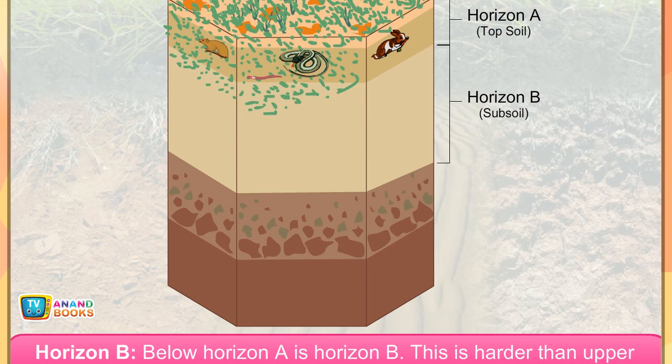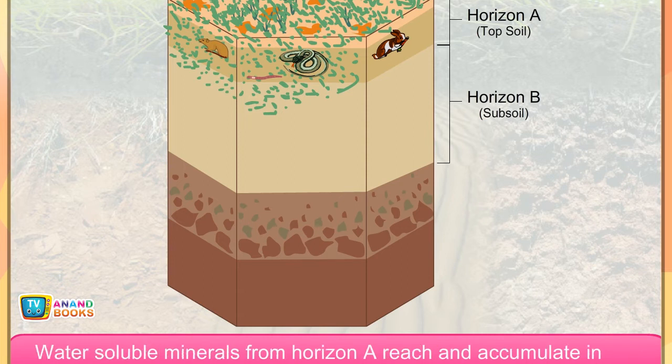Horizon B. Below horizon A is horizon B. This is harder than the upper layer. Roots of trees and shrubs are present in this layer. Water-soluble minerals from horizon A reach the accumulation in this region.